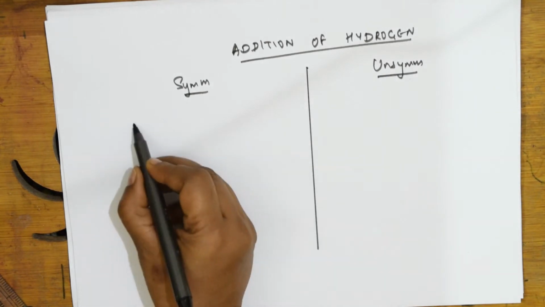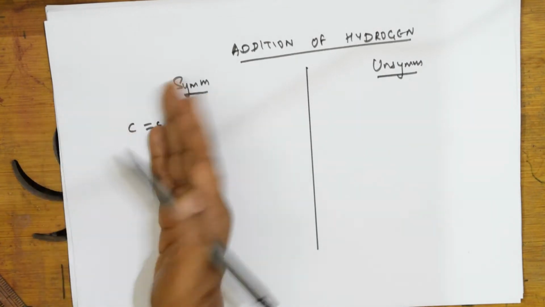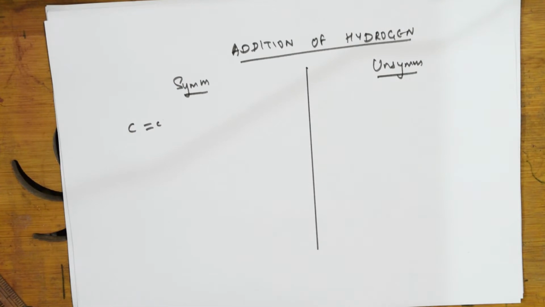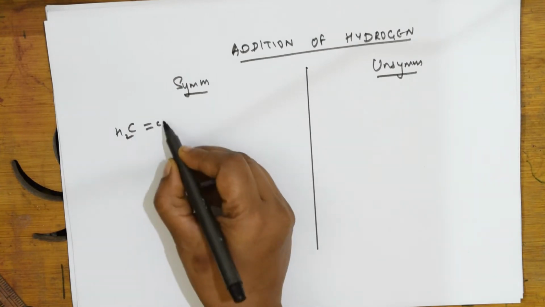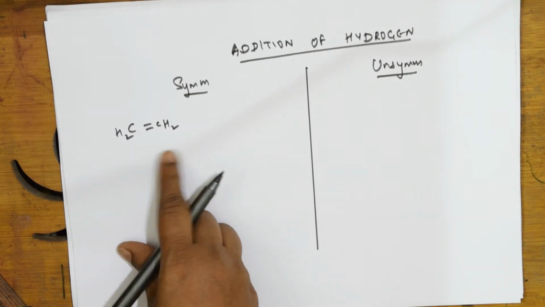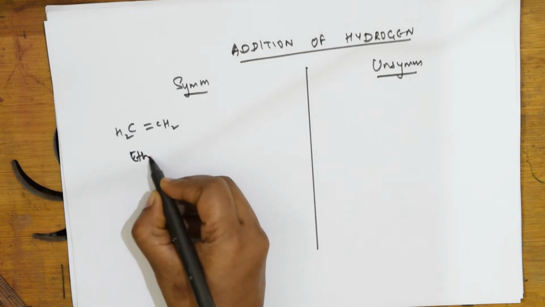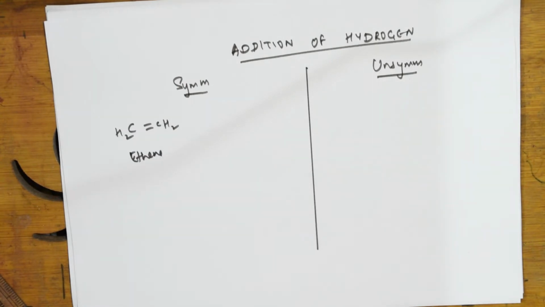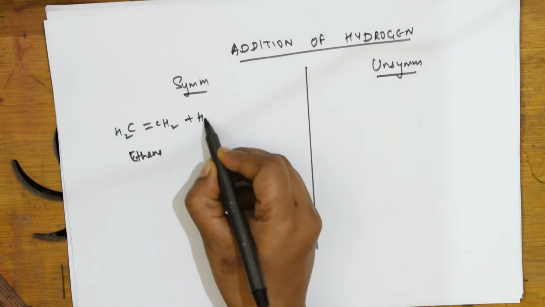Symmetrical alkene is C double bond C, equal number of carbons on both sides. So fill in hydrogens, CH2, CH2. What is the name of this compound? This is called ethene, because there are two carbons. Now I'm going to add hydrogen to this.